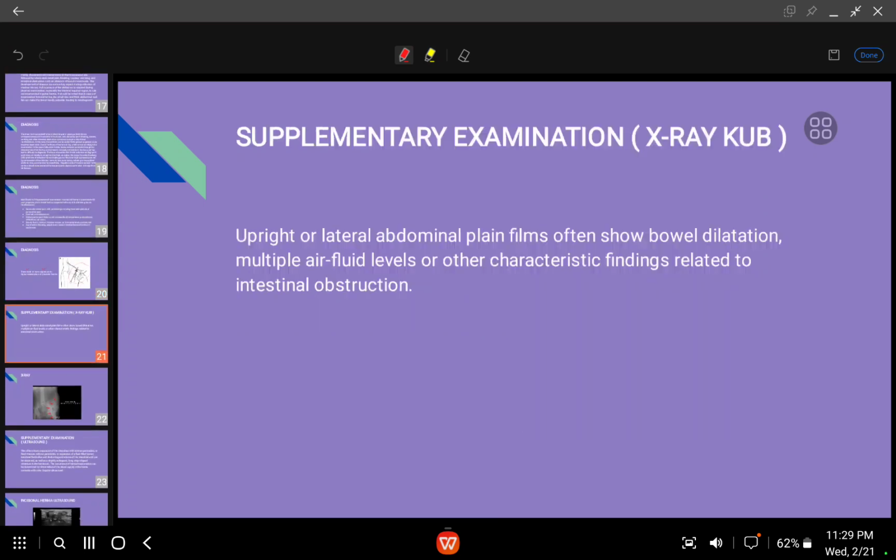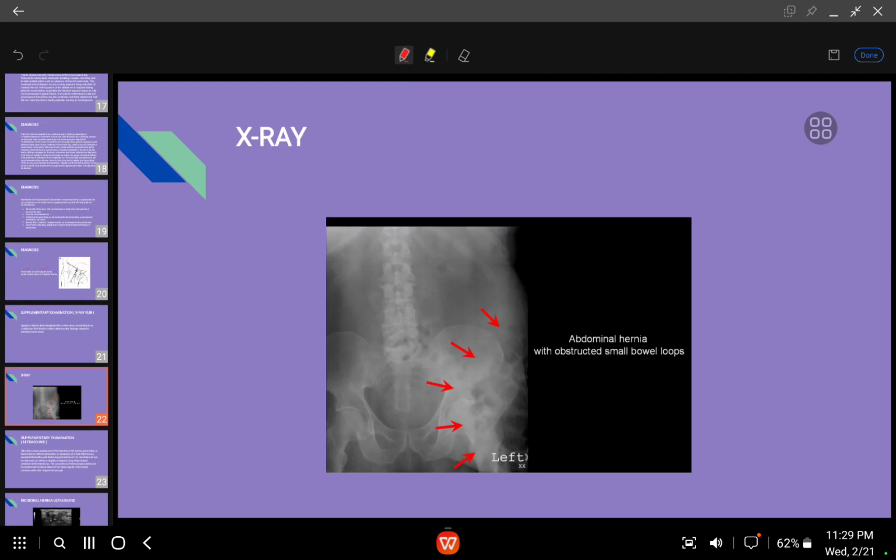So next are the supplementary examinations. X-ray: upright or lateral abdominal plain films often show bowel dilatation, multiple air-fluid levels, or other characteristic findings related to intestinal obstruction. So here you can see an abdominal hernia with obstructed small bowel loops.